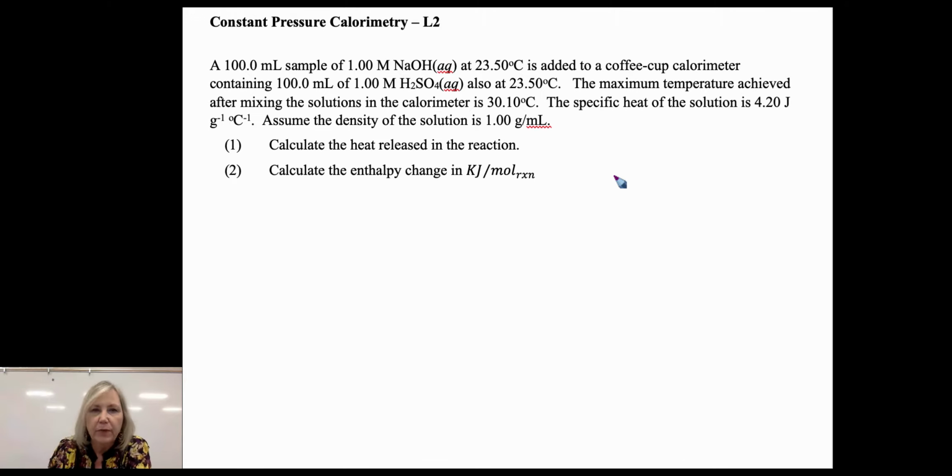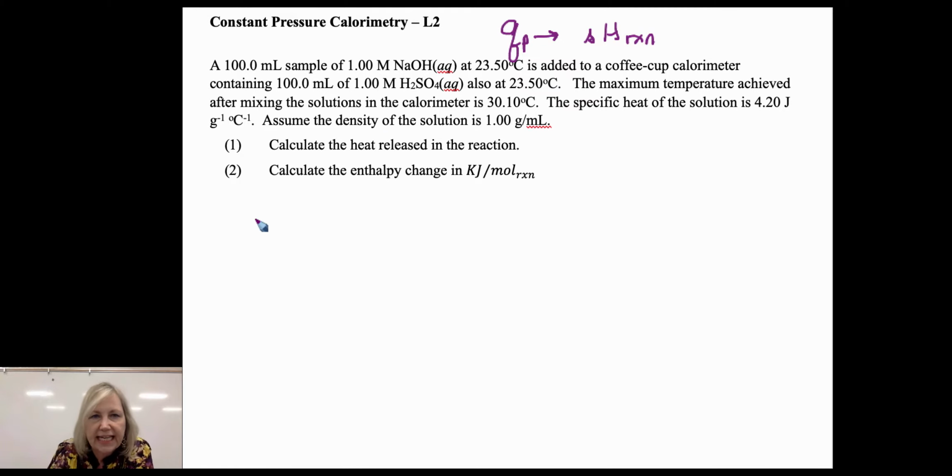In this video clip, I want to do a problem on constant pressure calorimetry. At that point, the heat that we gain will lead us, because it's heat at constant pressure, to the enthalpy of our reaction.